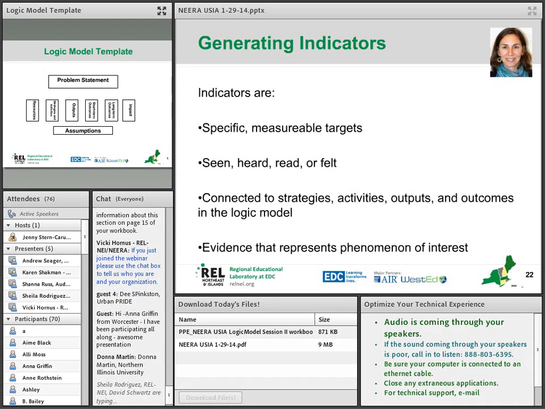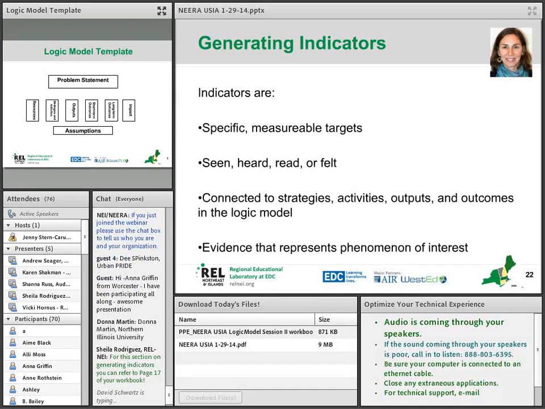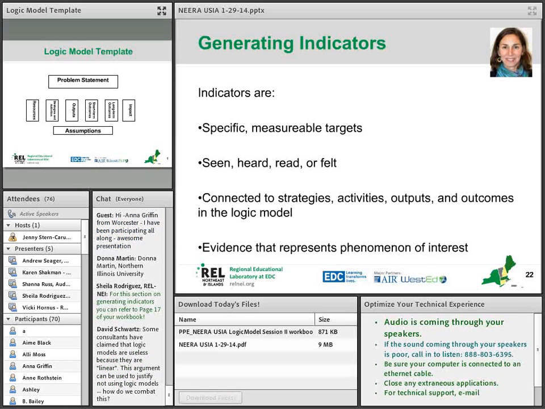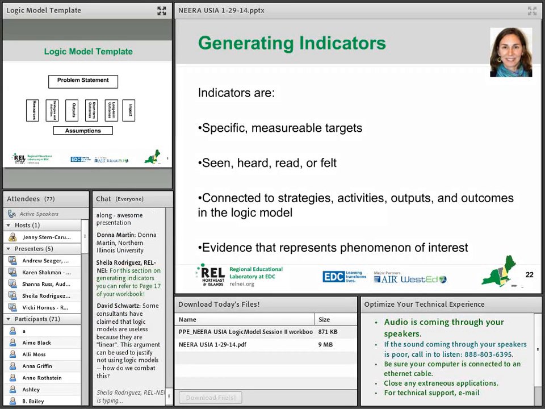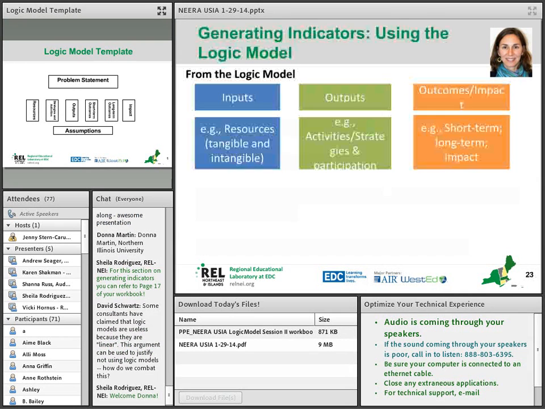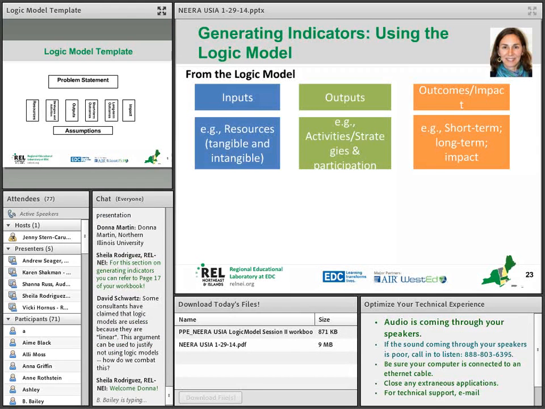Indicators are connected to the strategies and activities, the outputs and the outcomes of your logic model. They're derived from that section of the logic model, and we'll walk you through that. But really the thing to remember is that the indicators are the tangible evidence that represent the phenomenon of interest, that is the outcome or the impact that we see in our logic model. So let's walk you through that a little bit.